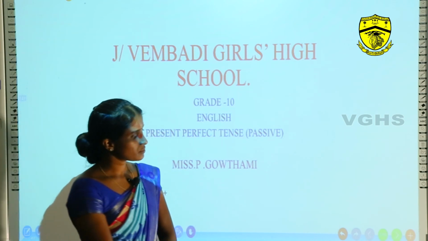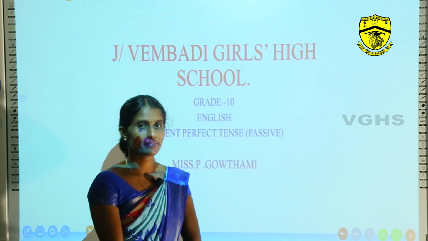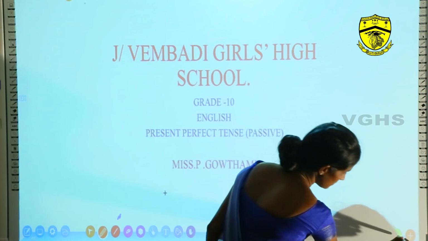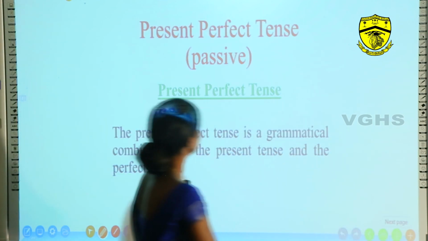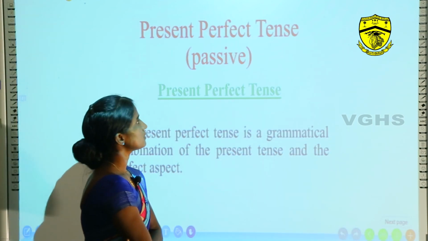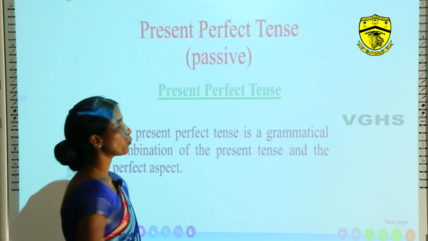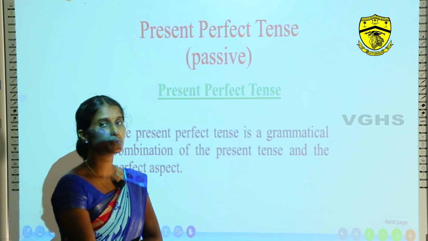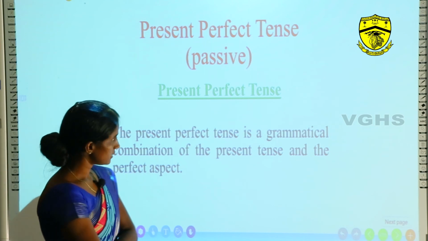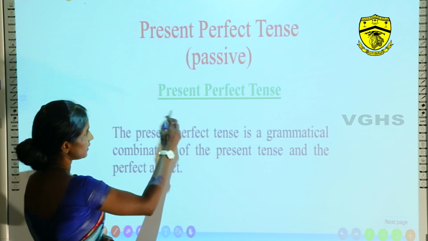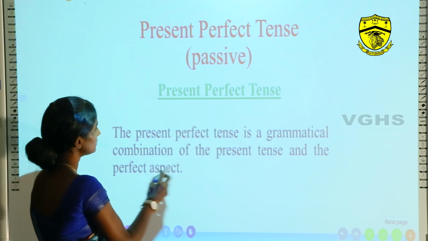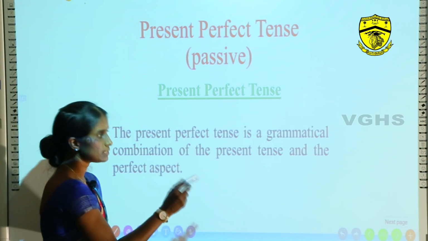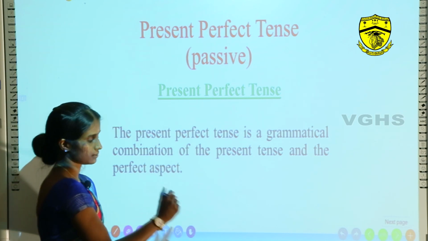Today we are going to study the present perfect tense passive form. Before starting the passive form, we can see the present perfect tense. What is the present perfect tense and in which situations can we use it? The present perfect tense is a grammatical combination of the present tense and the perfect aspect.